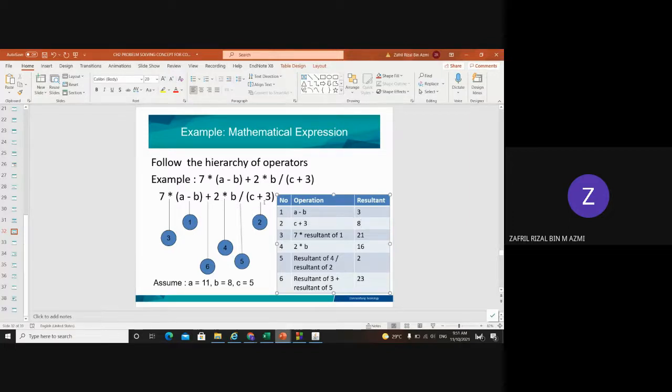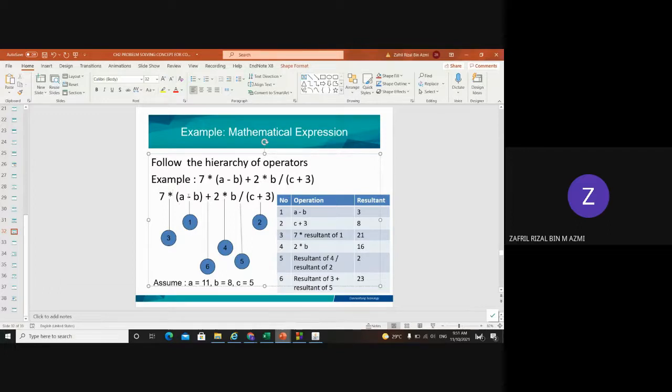Okay, so this is referring to the hierarchy table. We have multiplication and division, so this is in the same level. So we take the left. The most left is this process, right? So 7 multiplied by the resultant of 1. Okay, 7 multiplied by the resultant of 1. So you get the resultant of 21.